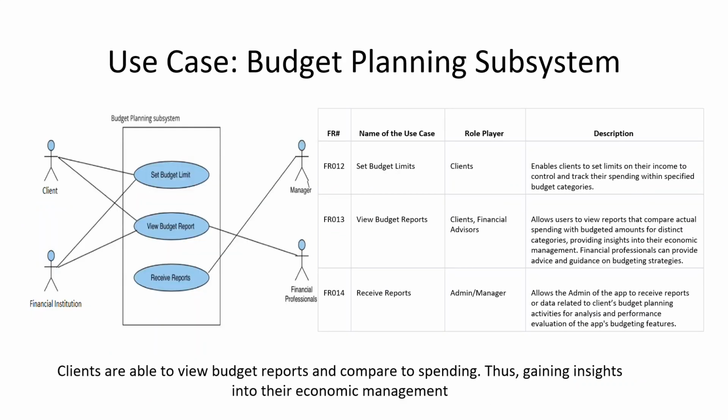This slide tells about the use case diagram of the budget planning subsystem. Generally, a use case diagram identifies the interaction between the actors and the subsystem. In this, we have three use cases: set budget limit, which enables the client to set monthly spending, and view budget report. So they can view the budget which they have set, and if they cross the budget limit, they can talk to the financial advisors, take their help, and receive reports. This module is only for the admin and the manager. This helps the admin to track the data of the client.